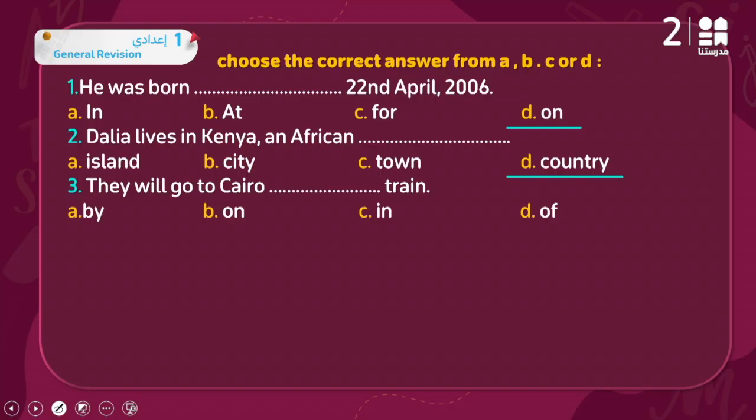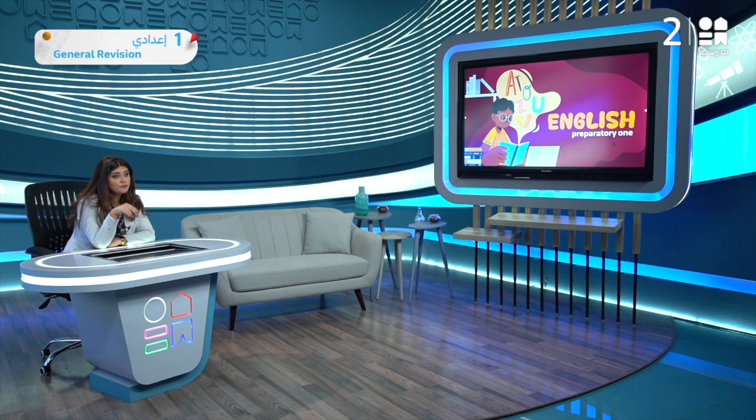Okay? They will go to Cairo space train. If I'm talking about means of transport, they all agree with by bus, by car, by bike, for example. So it's by train, by plane. This is with all means of transport. Only if you're talking about foot, going to a place walking, I say on foot, not by foot. Okay?